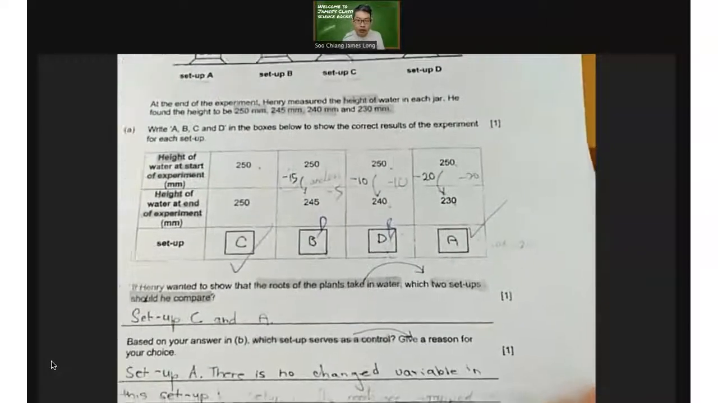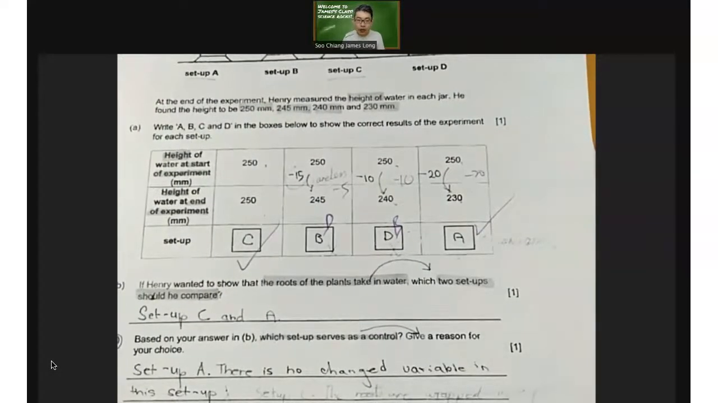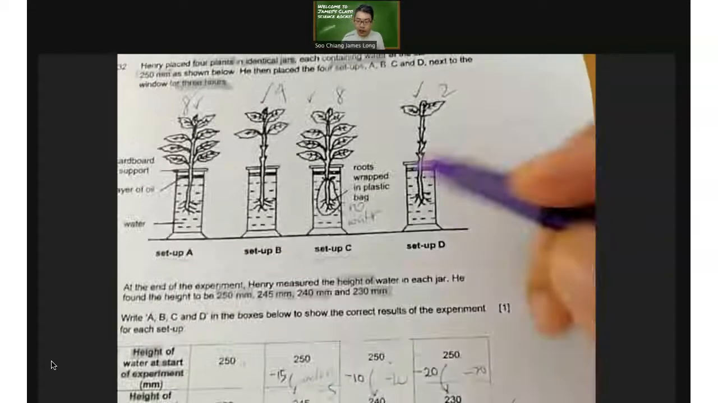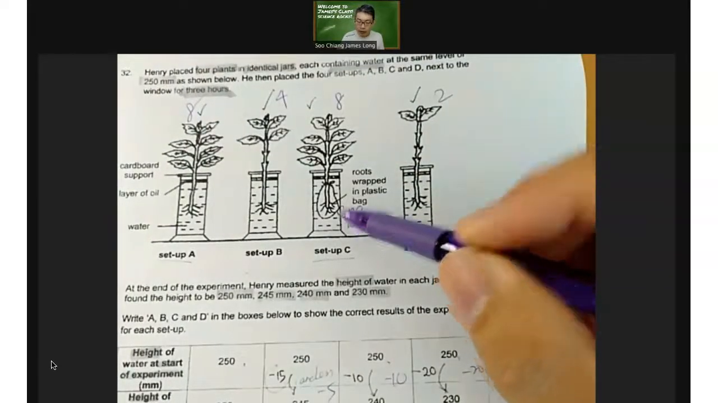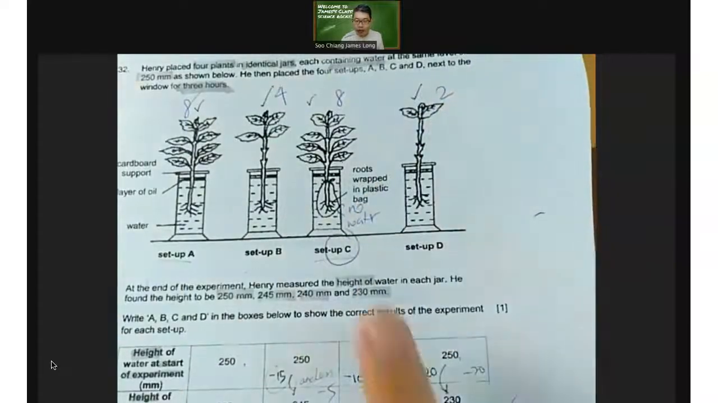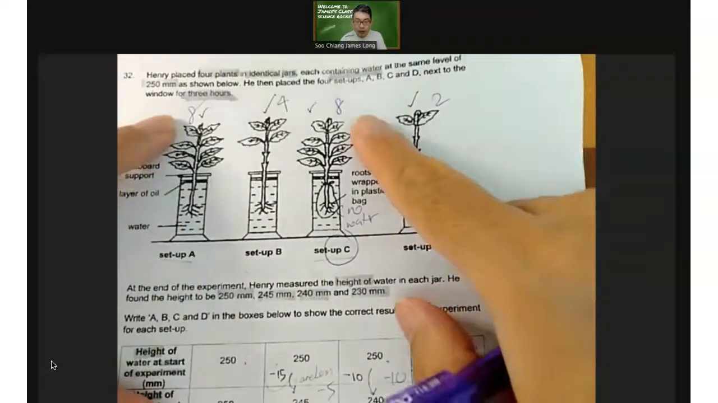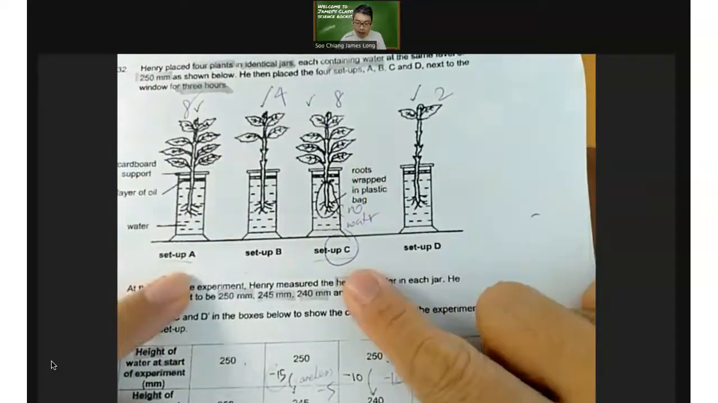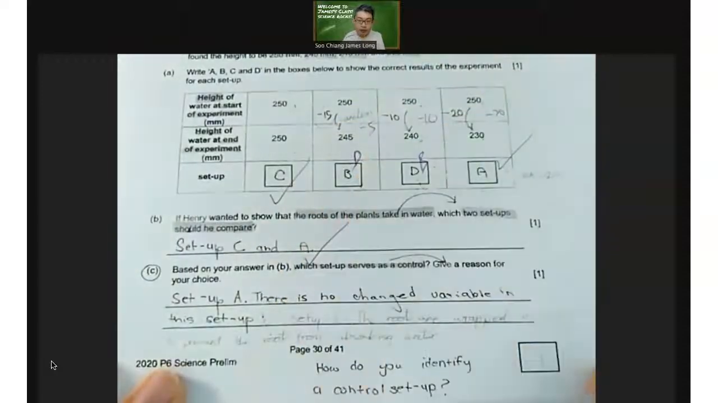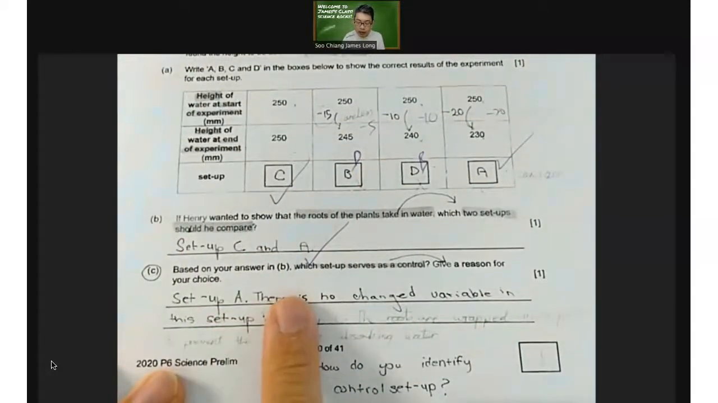If Henry wants to show that the roots of the plant are taking water, which 2 setups should he compare? Taking water, so I should have this one as the control. C must be one of them, and with everything else being equal, the same number of leaves, compared with A. So C and A. So this is correct. Base your answer in B.